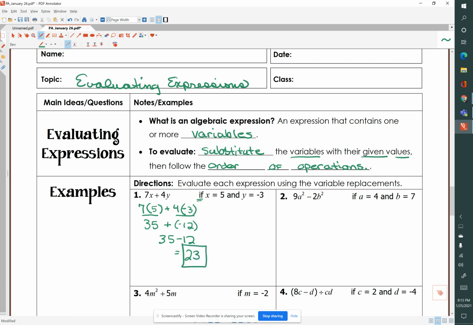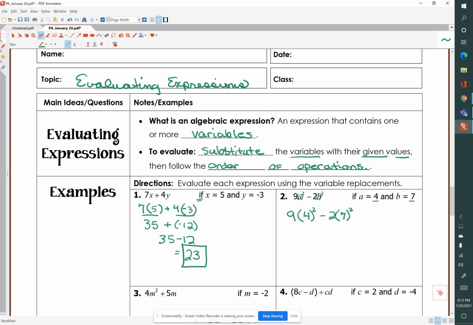Let's try the next one. Now, be very careful. We just want to substitute for A, and B will be, the exponent will be outside the parentheses when we do that. So A will equal 4 and B will equal 7. So we have 9A, and it says A equals 4, and that is squared, minus 2B, B equals 7, which is squared.